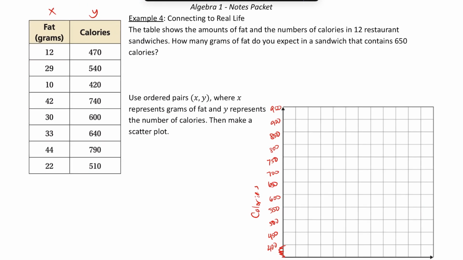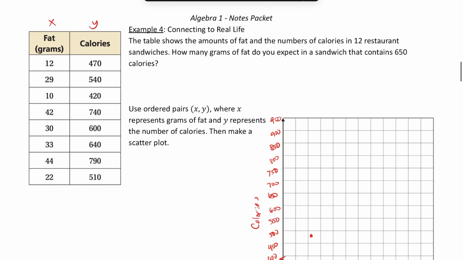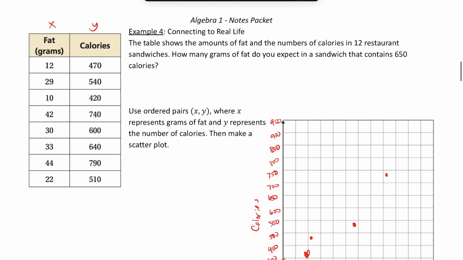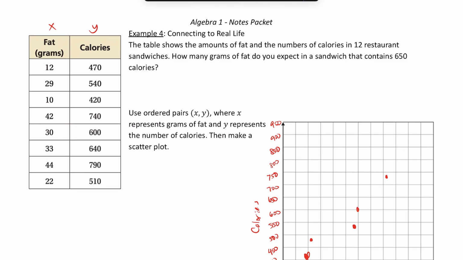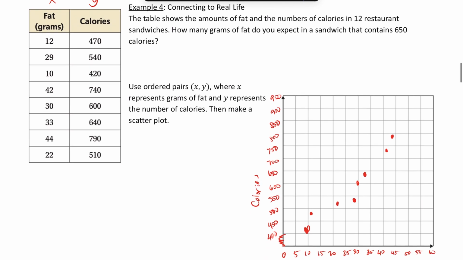So it looks like 12, about 470. So right around like 29, 540. I would put that right around here. 10, 420. 42, 740. 30, 600. 33, 640, 44, 790, 22, 510. Okay, so there is my data.